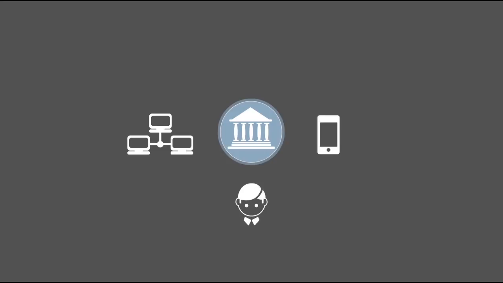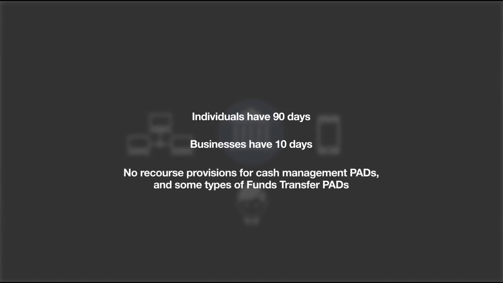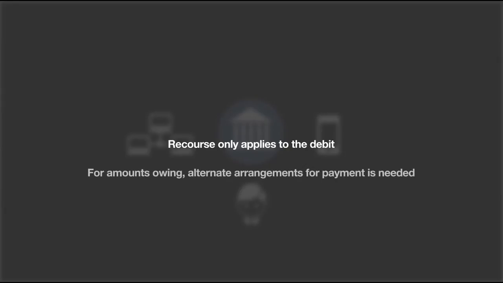The ability to revoke a payment has certain time restrictions depending on the type of PAD at issue. Individuals have 90 days. Businesses have 10 days, unless the payor claims there is no agreement in place, in which case it is 90 days. There are no recourse provisions for cash management PADs and some types of funds transfer PADs. Again, it is important to note that recourse only applies to the debit. It doesn't affect any contract for goods or services that may exist between the customer and the biller, and if there are amounts owing, alternate arrangements for payment will need to be made.